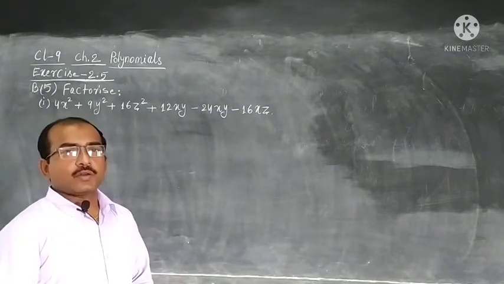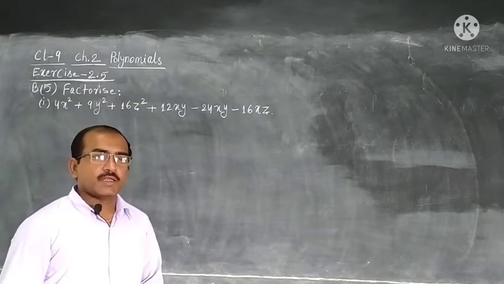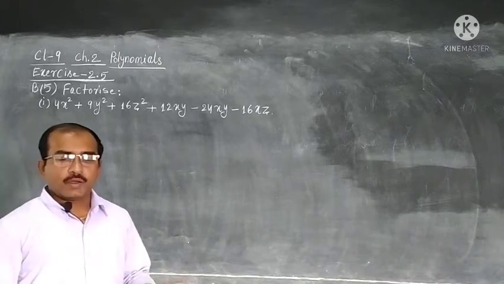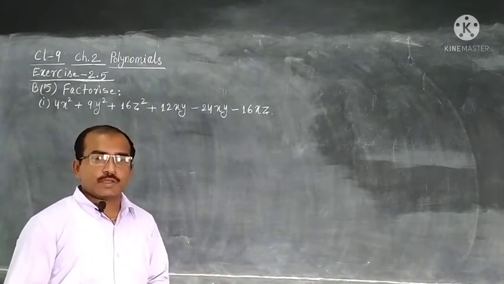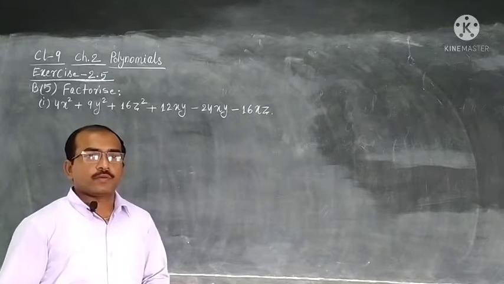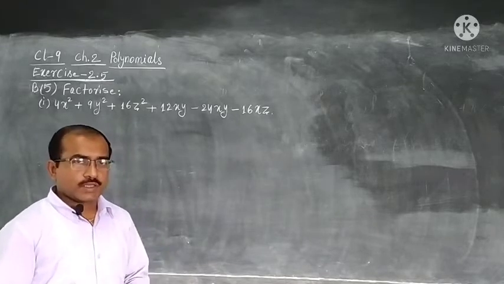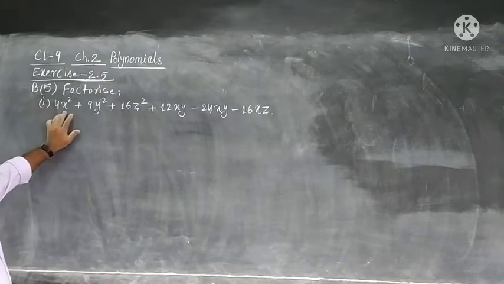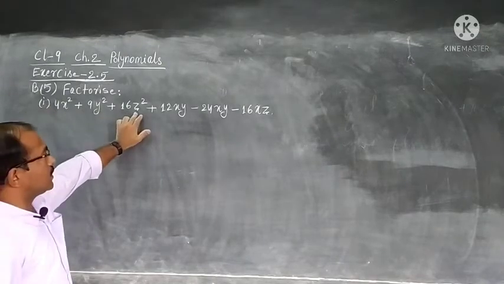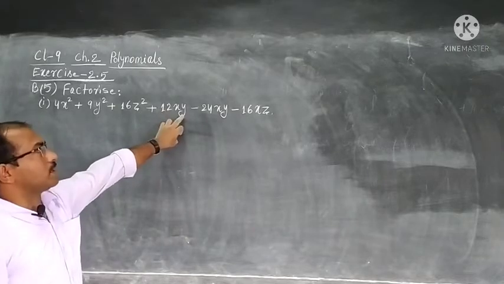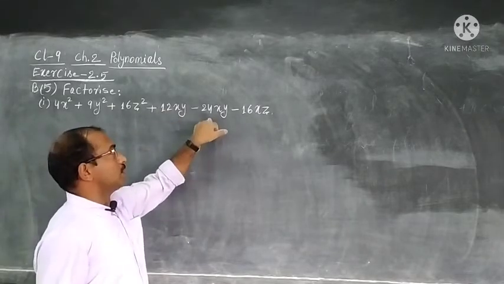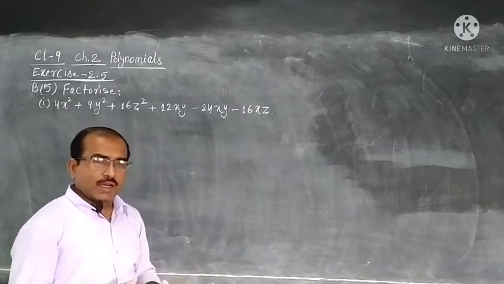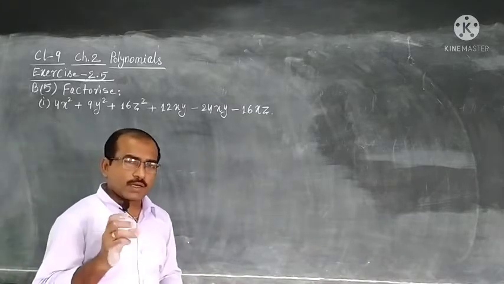We are going to learn question number 5 of exercise 2.5 in this video. I hope you are learning from the previous videos, that was from question number 1 to 4. So let us start. Question number 5, here is 5(1), 4x square plus 9y square plus 16z square plus 12xy minus 24yz minus 16xz. So looking at this expression, what comes to our mind?